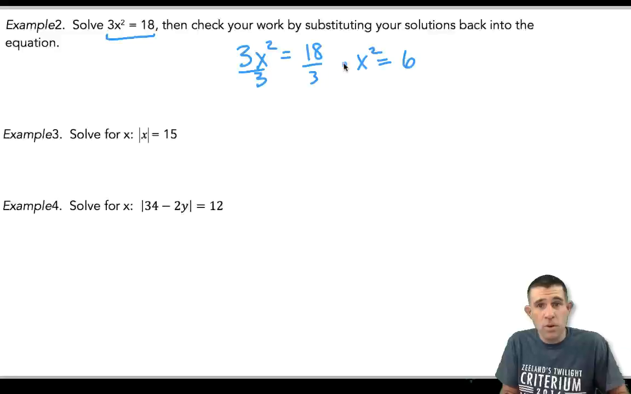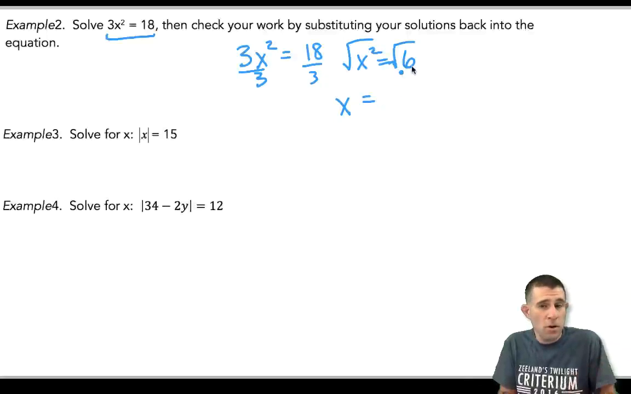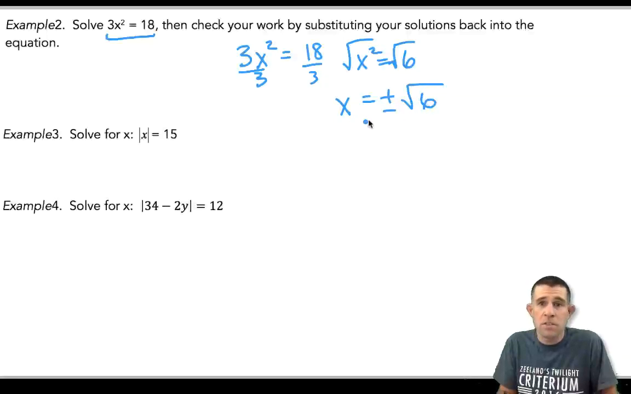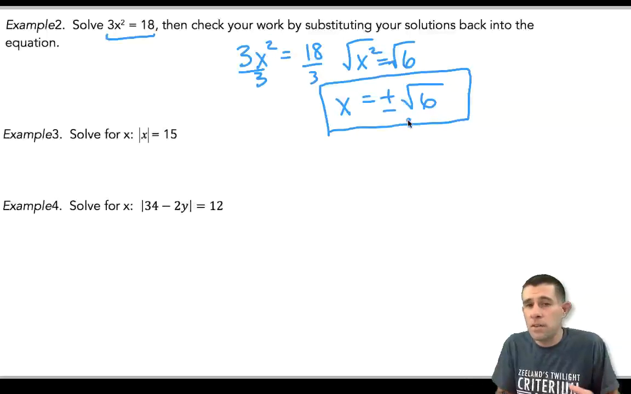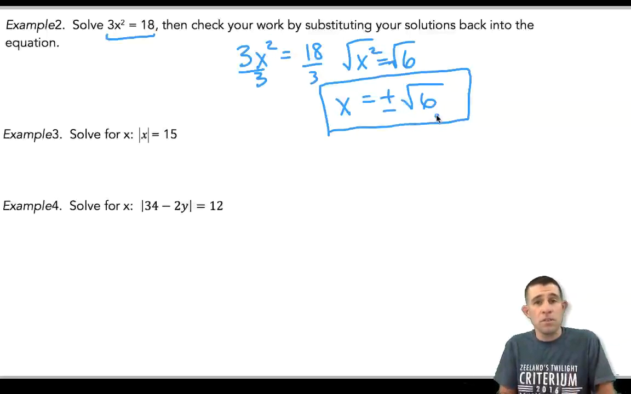Now to undo a squaring, I would take the square root of both sides. And when I take the square root of both sides, I have x equals, and again, here I'm taking the square root of a positive number. So I have to allow for both the positive and negative values of the square root of 6 to be solutions here. So I say x has 2 solutions: the positive and negative value of the square root of 6.